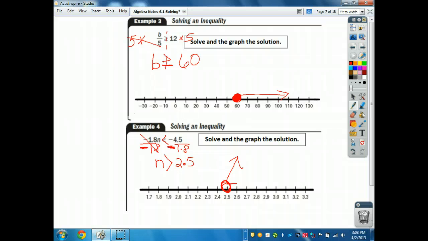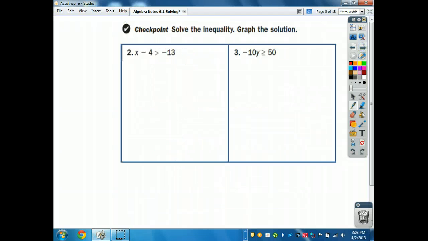Oh no. No, that is not right. Arrow to the right. Okay. You can cross these two out.